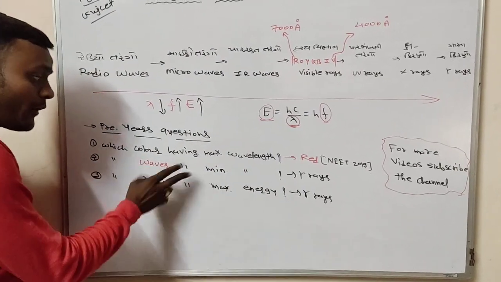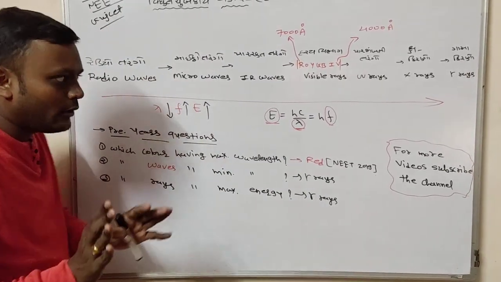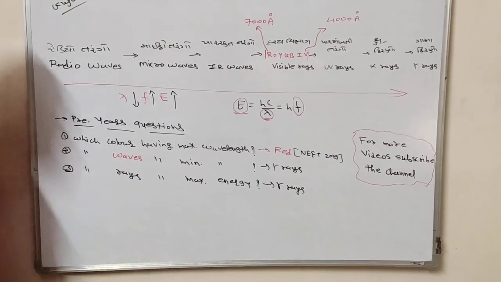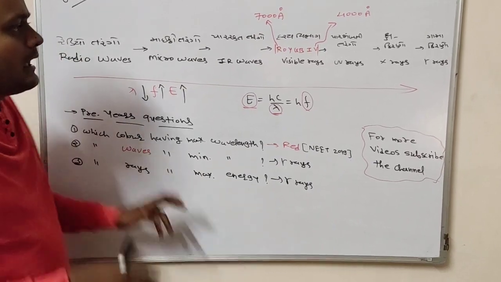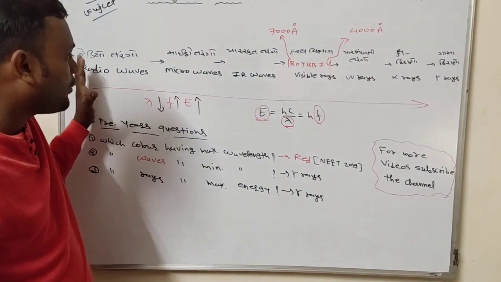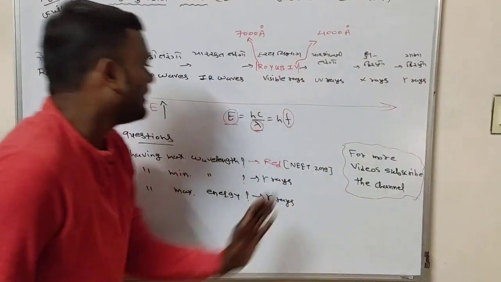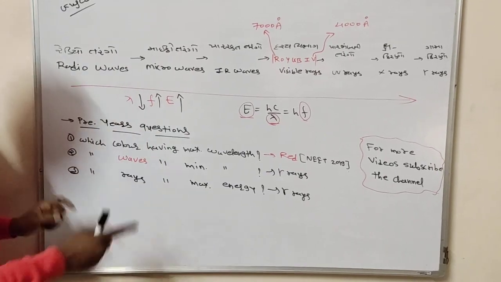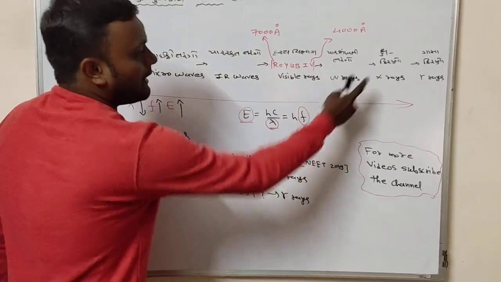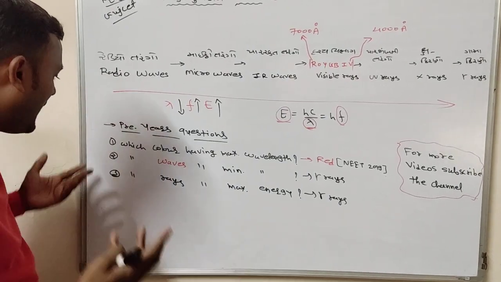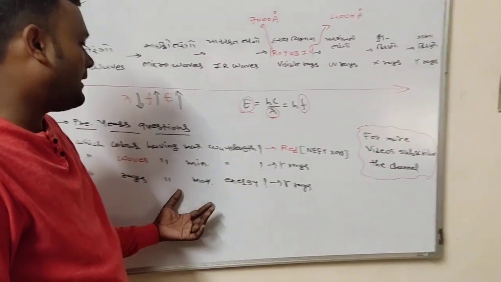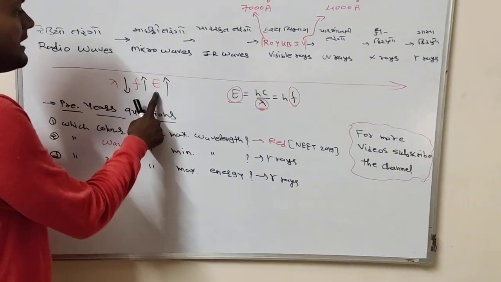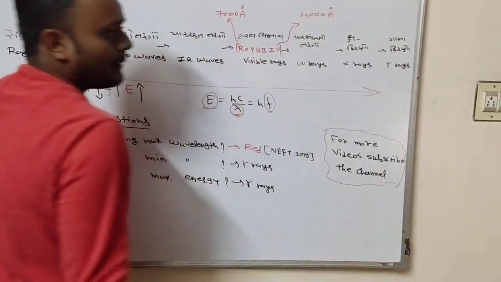Second question, which waves have minimum wavelength? That means again you remember this chart. Minimum wavelength means what? Gamma rays, because as we move from radio waves to gamma rays, our value of lambda is going to decrease. And what is the minimum wavelength? That is gamma rays. Gamma rays have minimum wavelength. Or we may ask, which rays have maximum energy? So what is my answer? Gamma rays, because energy is highest as we move towards the gamma rays.